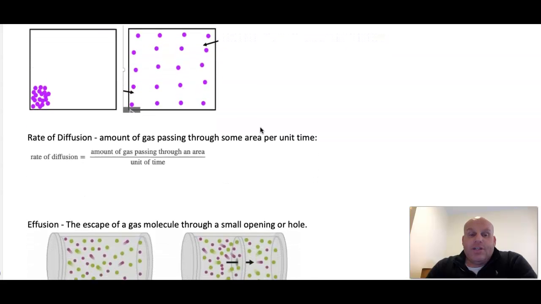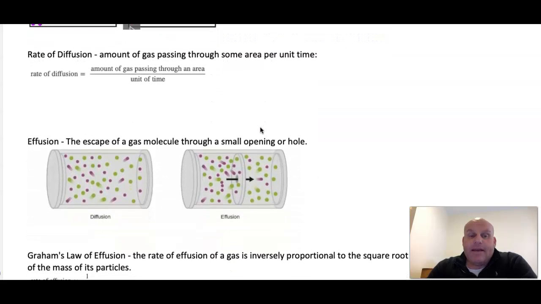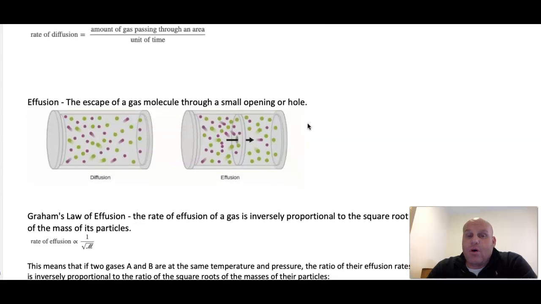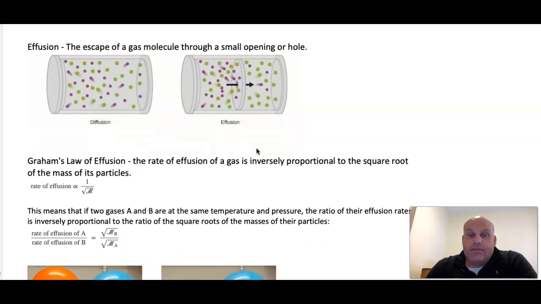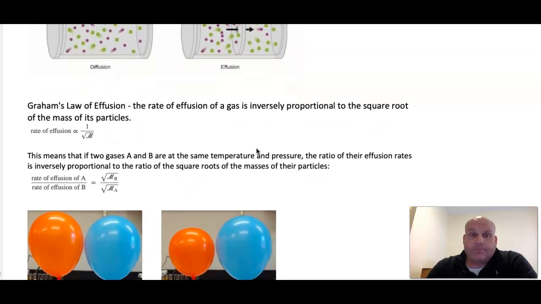Next is effusion. This is how a gas particle passes through a small opening or hole. So you can see the difference here in these two pictures. Diffusion, again, is how the gas fills that space, and effusion is this idea of the gas particles passing through a small opening or hole. Graham's law of effusion, which is our second learning objective, gives that the rate of effusion of a gas is inversely proportional to the square root of the mass of its particles.